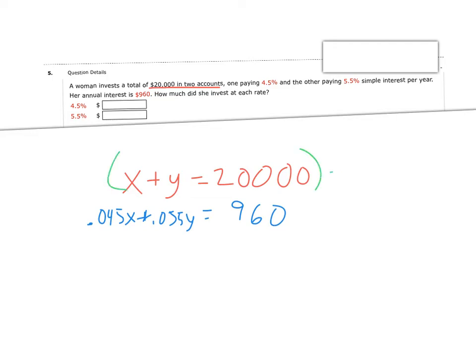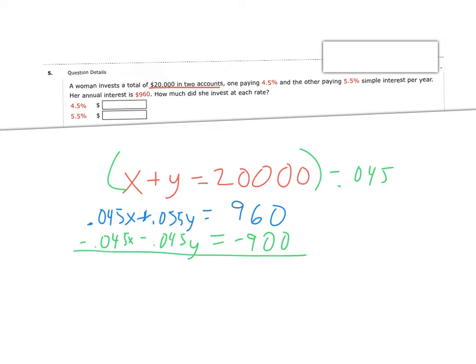So I'm going to multiply this whole thing by negative 0.045x minus 0.045y. And then I'm going to need a calculator for that last one. So 20,000 times 0.045, and that gives me a negative 900 here. So I'll add these up, and so this gives me 0.01y equals 60.